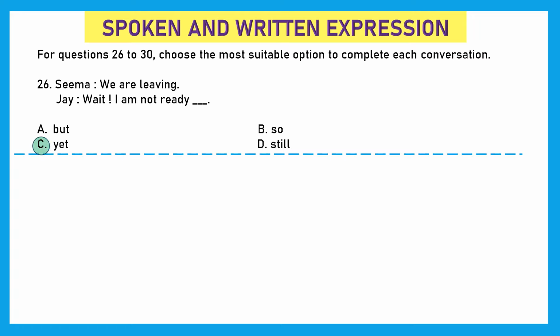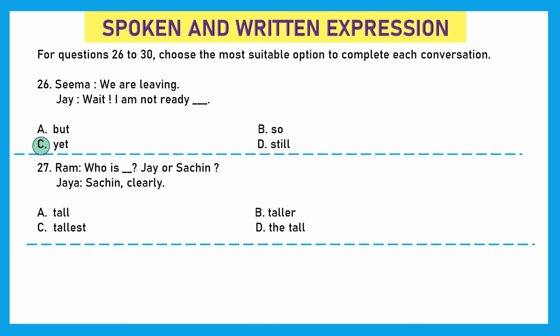Option C. Yet is basically used with the present perfect, means at any time up to now. And here Jay is saying that up to now I am not ready. I am not ready yet. Question 27. Ram, who is dash? Jay or Sachin? Jay, Sachin clearly.